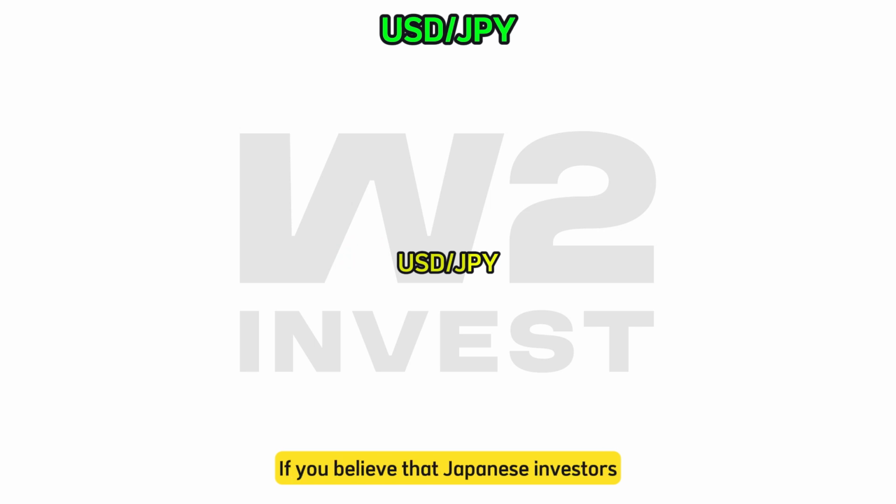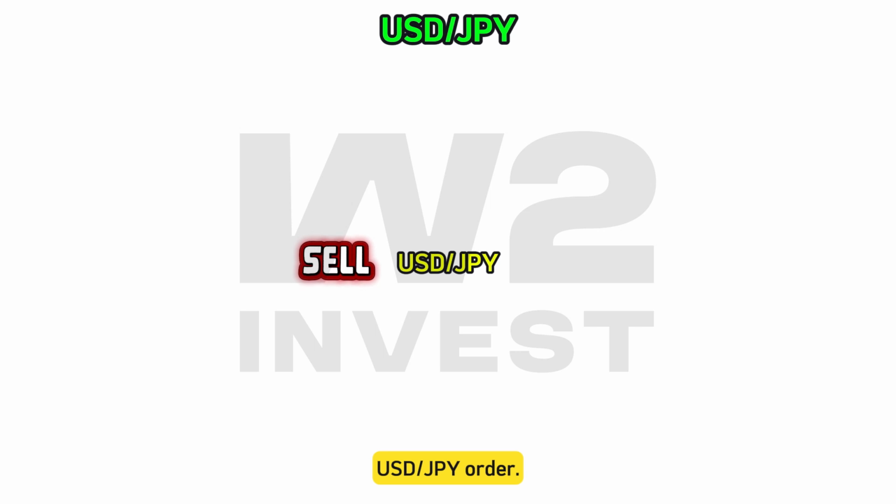If you believe that Japanese investors are pulling money out of US financial markets and converting all their US dollars back to yen, and this will hurt the US dollar, you would execute a sell US dollar to Japanese yen order. By doing so, you have sold US dollars with the expectation that they will depreciate against the Japanese yen.